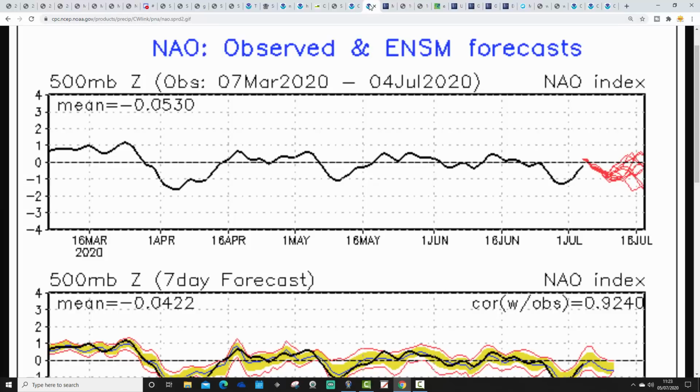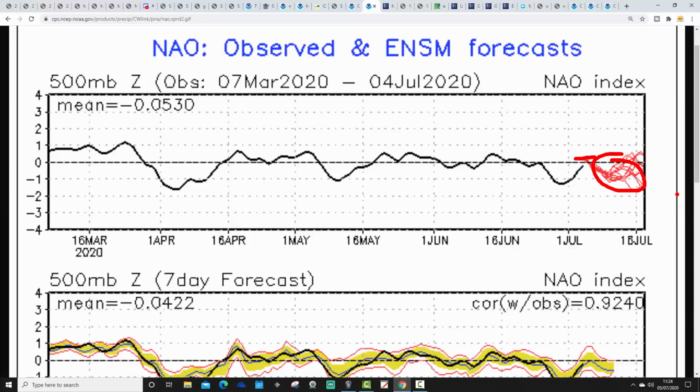The NAO observed and forecast is very similar, again just an index that's reflecting the atmospheric state, this time in the North Atlantic. Where we currently are with the NAO is around neutral again, so both the indexes are around neutral. GFS ensembles are forecasting the NAO to go negative as we go further on into July. So it looks like July could be a negative AO-NAO type month.